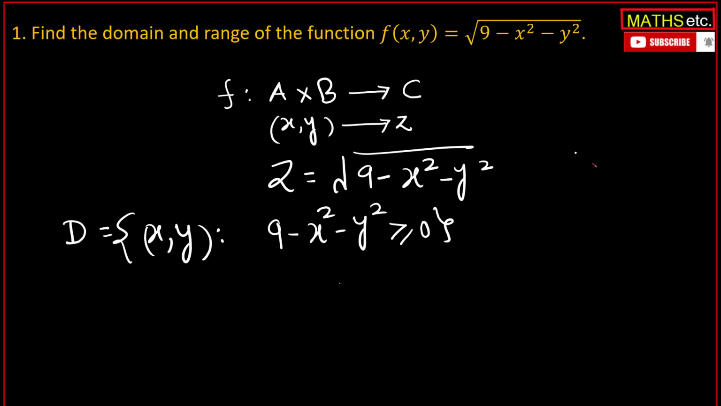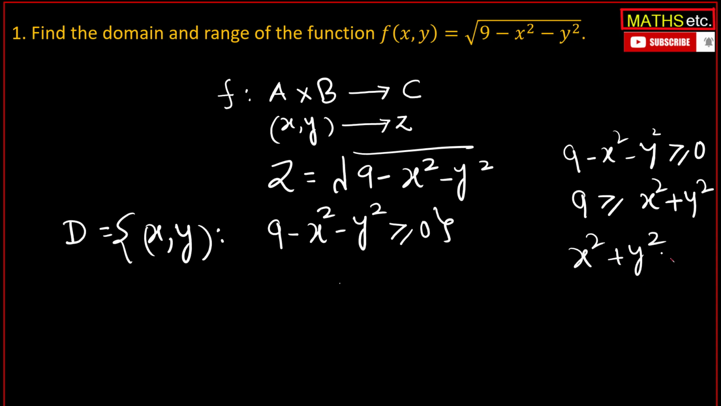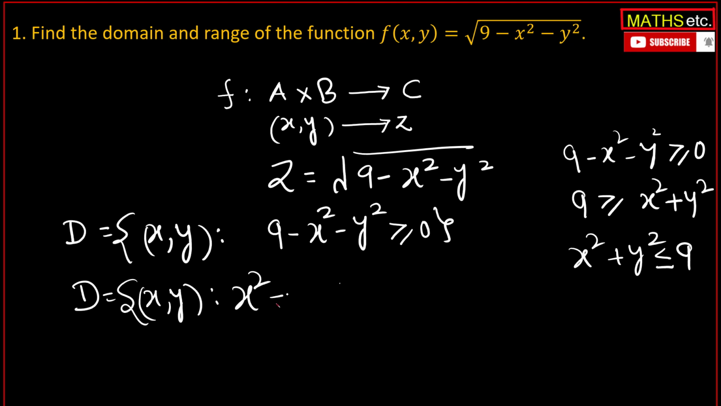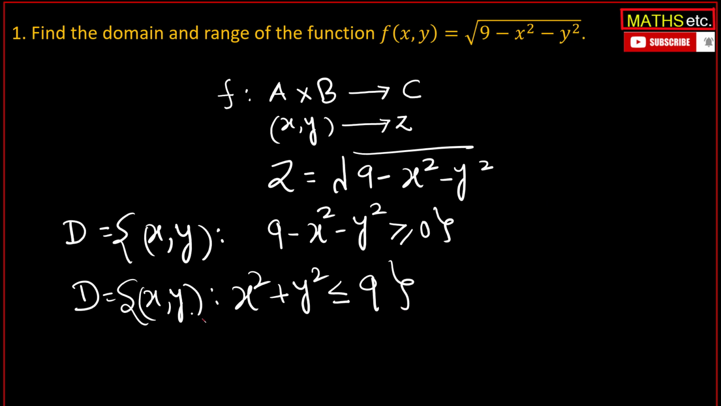Now we'll solve this inequality. 9 minus x square minus y square greater than or equal to 0. It means 9 is greater than or equal to x square plus y square. It means x square plus y square is less than or equal to 9. So the domain will be the collection of all those (x, y) points which satisfy this inequality. Now we can geometrically visualize the domain of this function, right?